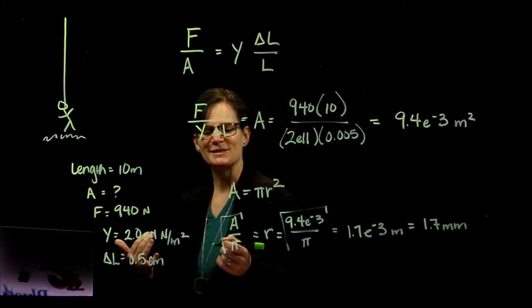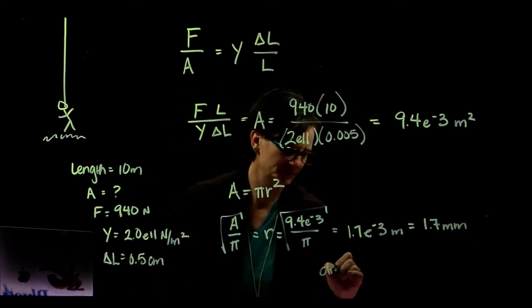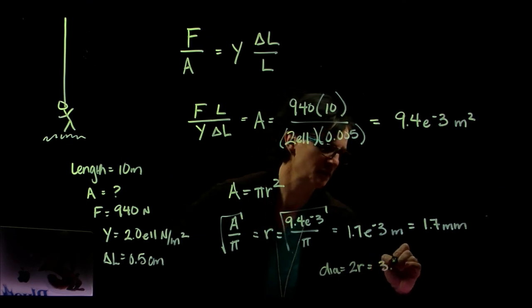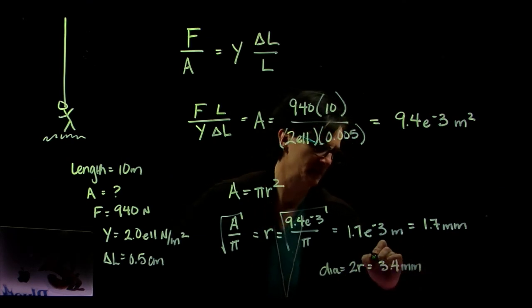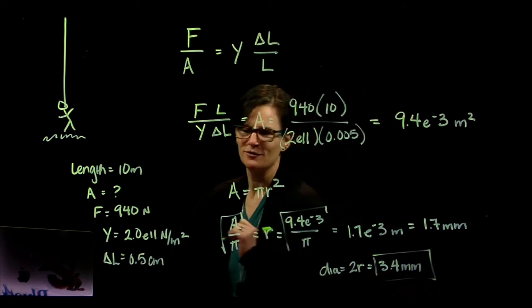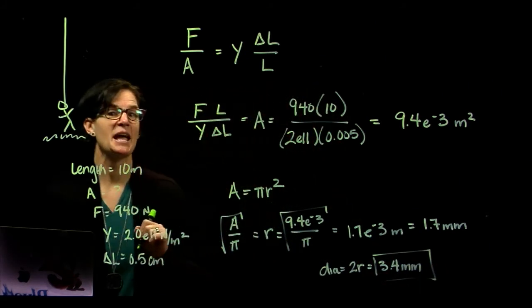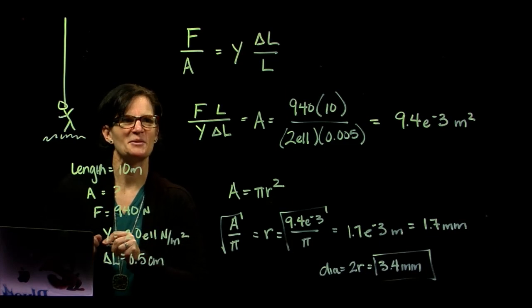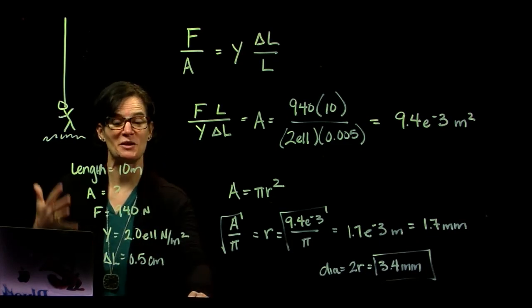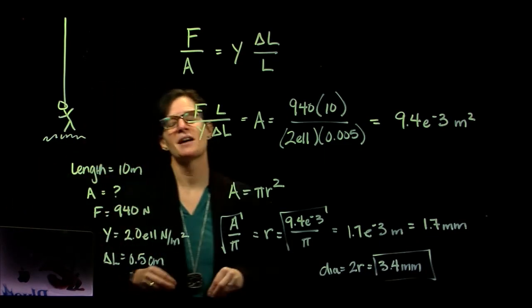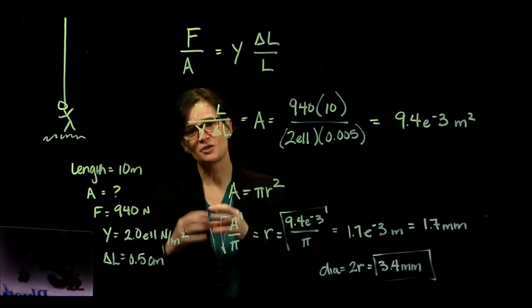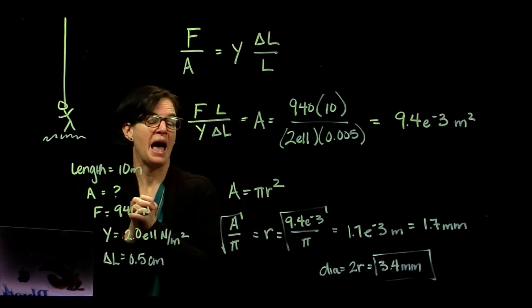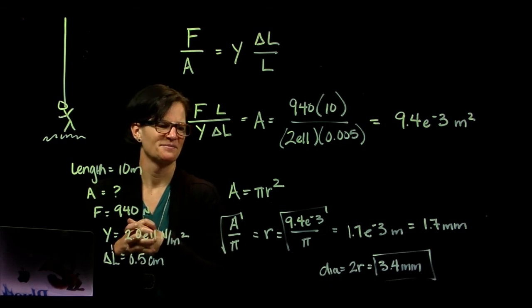So that's our radius, and of course the diameter is equal to 2 times the radius, which is equal to 3.4 millimeters. So we need a 3.4 millimeter diameter cable to perform this death-defying feat. All right, so using this relationship between stress, the stress on the cable, and the strain, the amount it's stretched, we can have a fantastic circus performance. All right, good job.